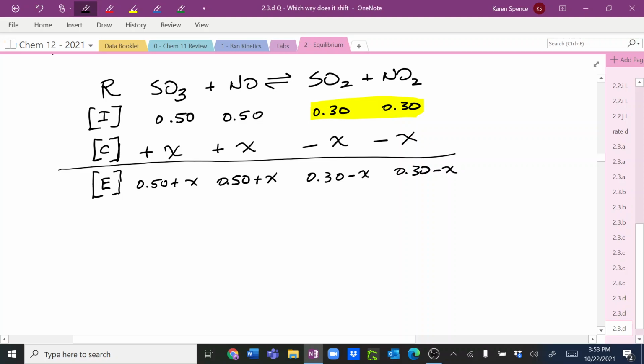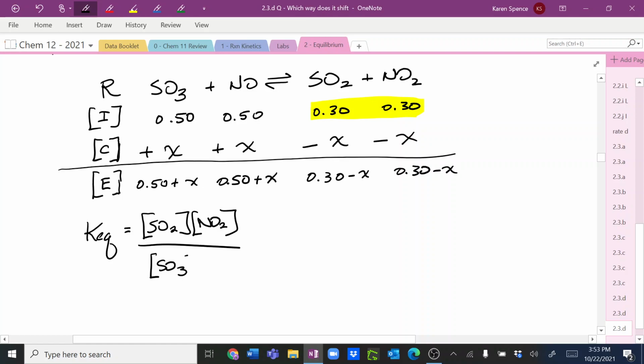Okay, now Keq, even though the expression is technically just about the same as Q, we're going to rewrite it anyway, and it's probably going to be worth a half a mark to you, so you might as well do it. SO2, NO2, SO3, NO, and these are now all equilibrium. I should have left space for that. You don't have to write equilibrium. It is assumed when you're doing Keq that they are equilibrium concentrations.